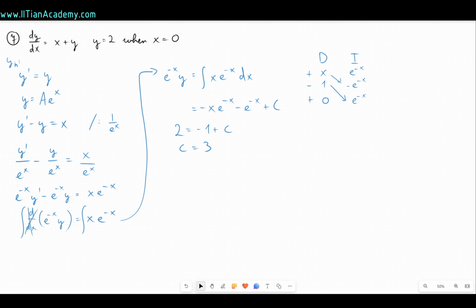So we are almost done now. We can rewrite the equation again. So we have y over e to the x. This is equal to minus x over e to the x minus 1 over e to the x plus 3. And well, what we can do now is multiply everything by e to the x to solve for y, as the question asks us to give this answer in y equals f of x form. So y will be equal to minus x minus 1 plus 3 times e to the x. And that is the solution to this differential equation.